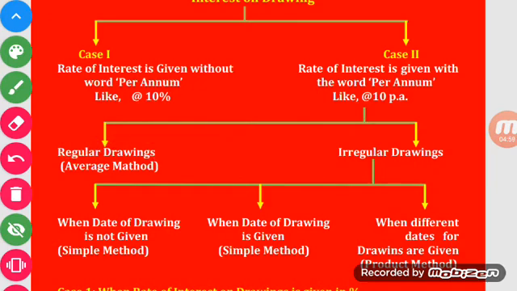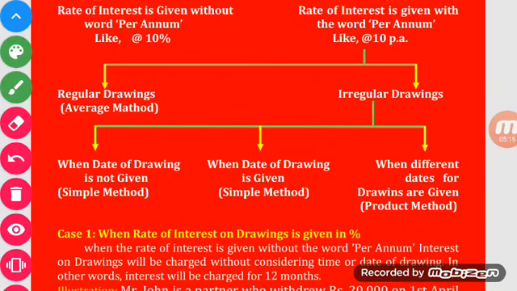If a partner withdraws any amount on an irregular basis, for calculating interest on drawings there may be three conditions. These conditions are: first, when the date of drawing is not given in the question, that is, when he withdrew the amount from the firm is not given.